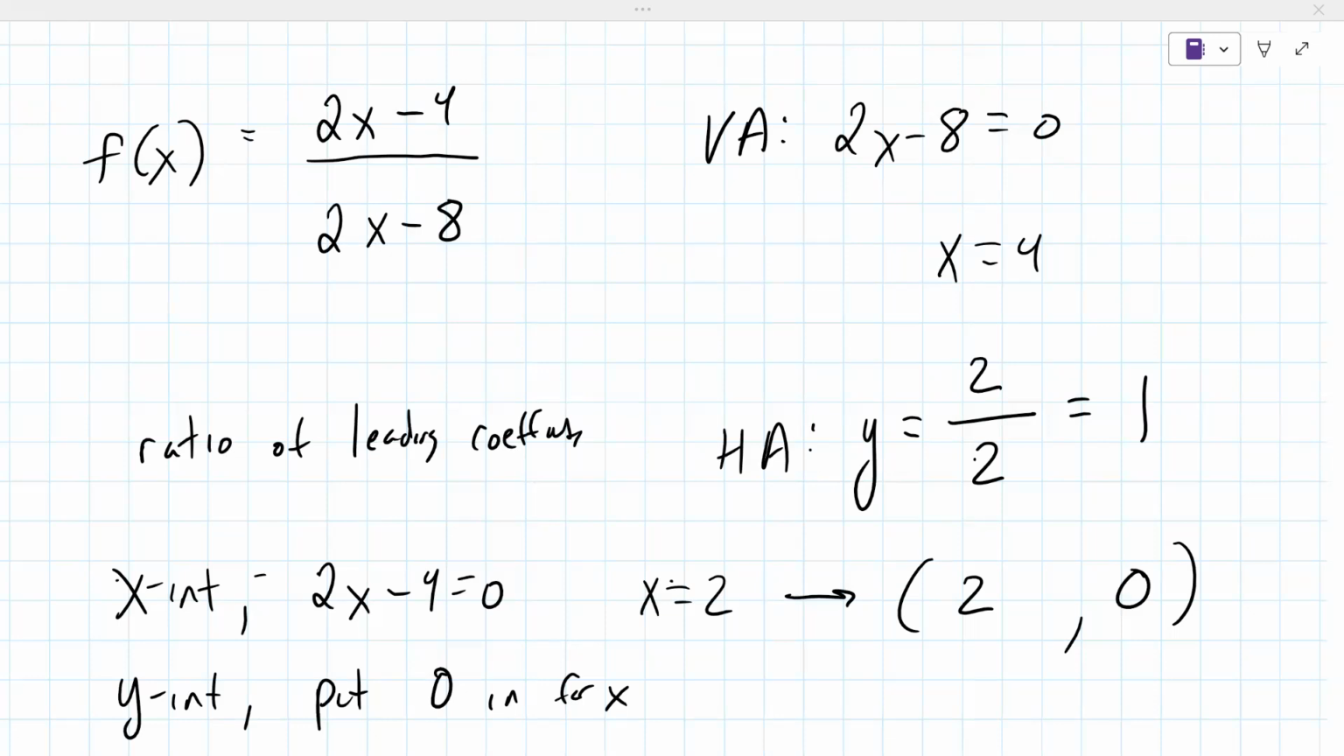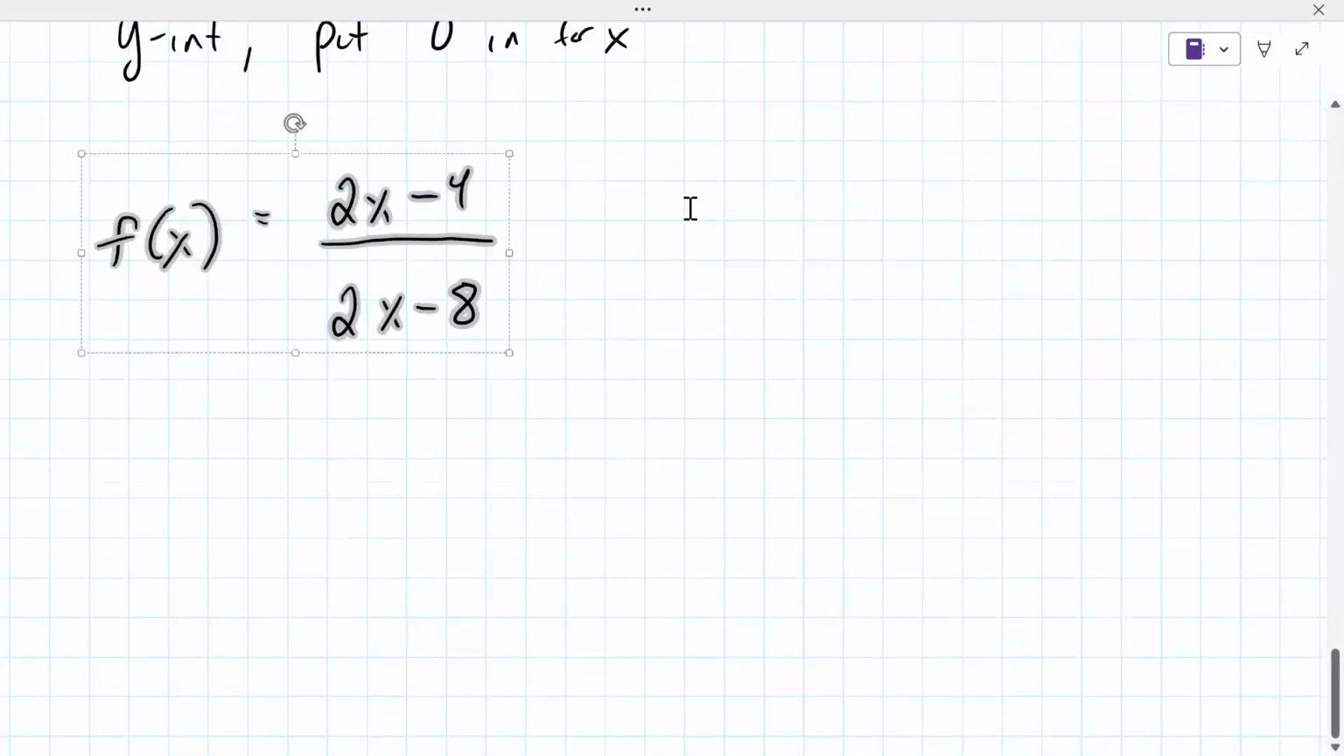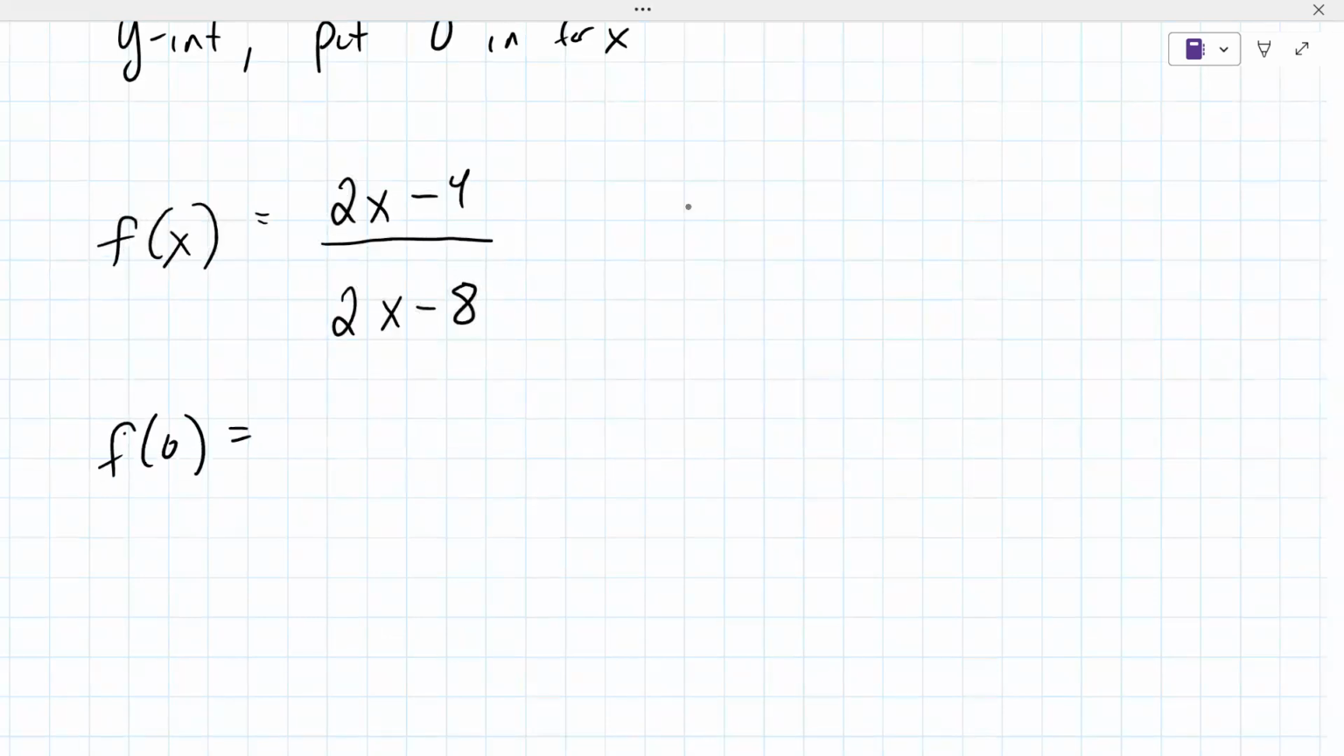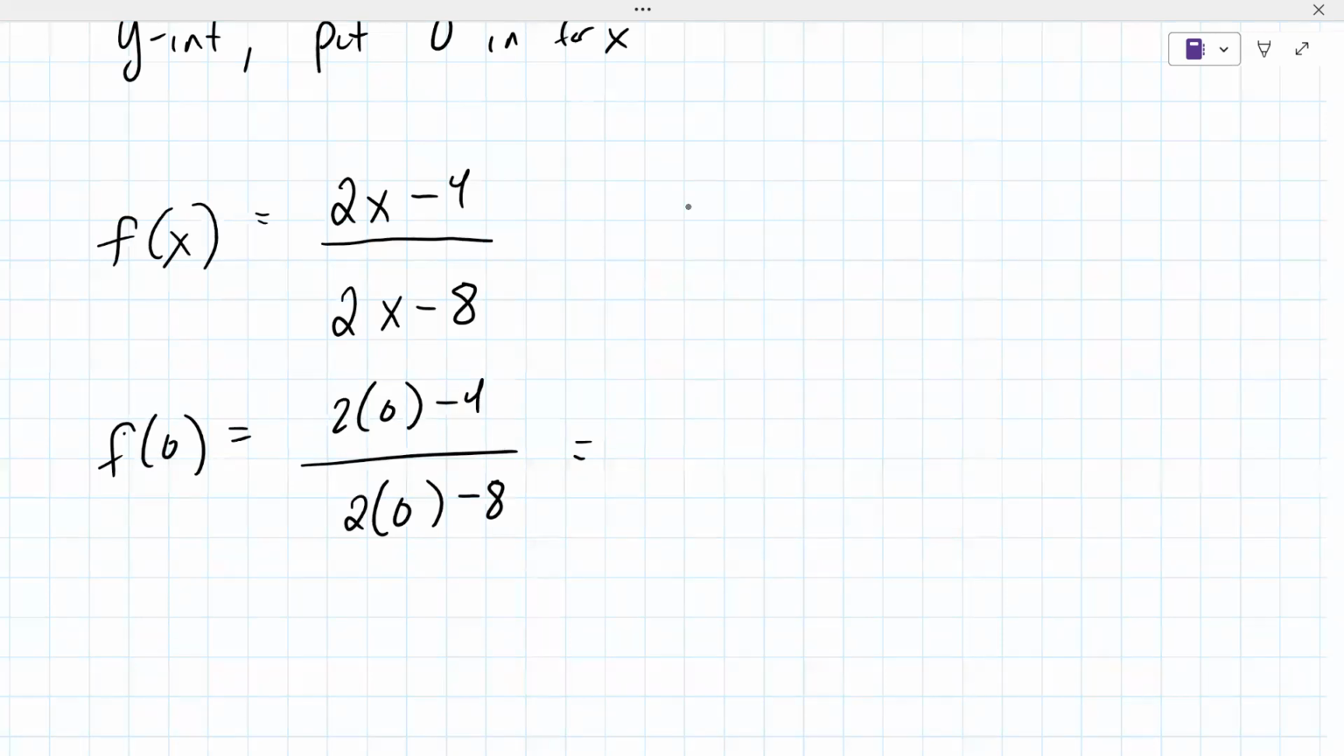You have that written down? Yeah. Okay, now you're actually going to do it. You're going to put the 0 in for x. So 2 times 0 minus 4 over 2 times 0 minus 8. What does that become? You got -4 over -8, right? And what does that reduce to?